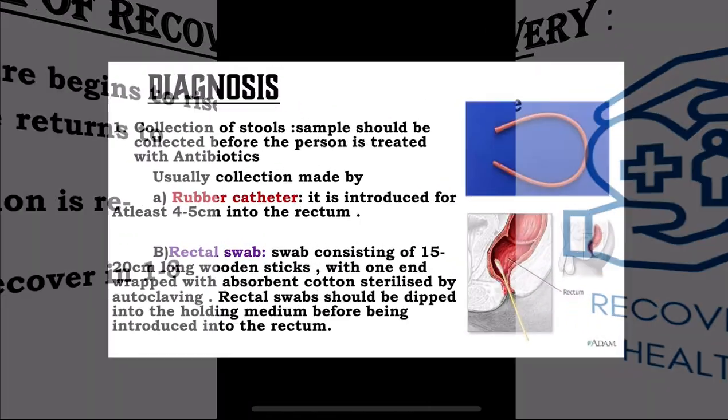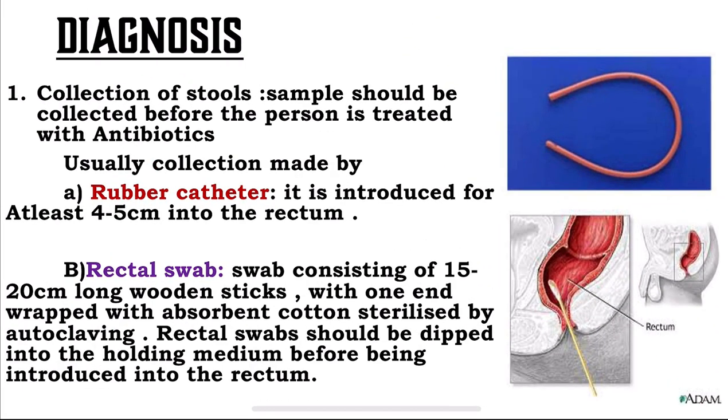Then we move further to the diagnosis: the collection of the stool samples. Stool has to be collected before the person is treated with antibiotics. We have a rubber catheter, which is introduced into the rectum for at least 4 to 5 centimeters, and gently we collect the stool sample. And then we have the rectal swab.